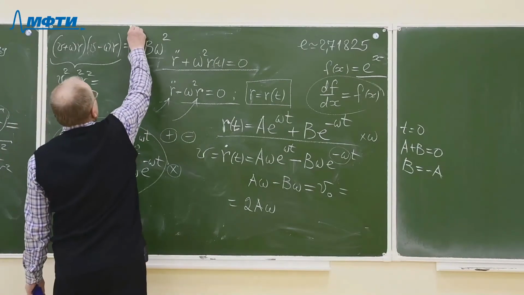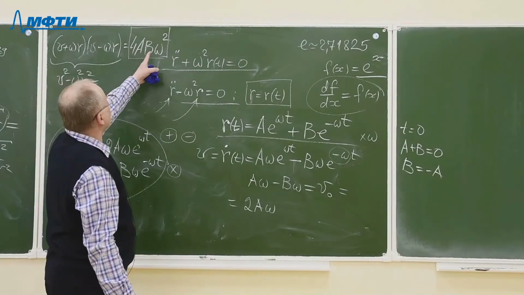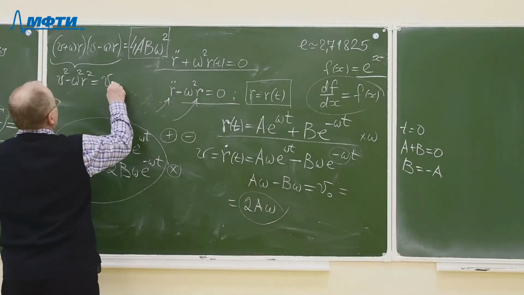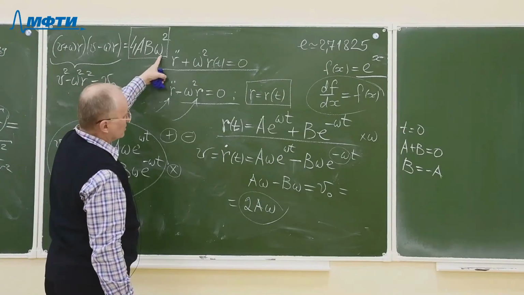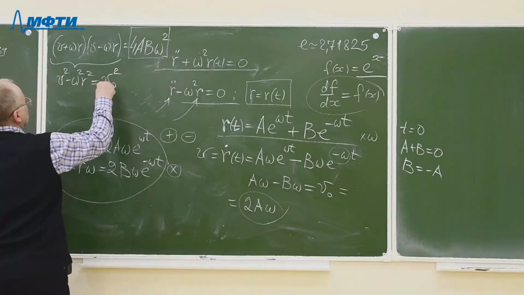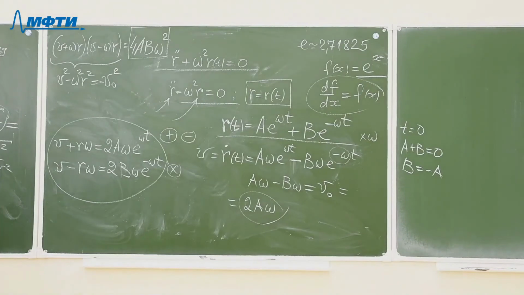So this coefficient may be expressed as 2a omega, which is v0, and another 2b omega, which is also minus 2a omega, which will be again v0. So we will have v0 with sign minus here. Is that correct? Something seems to be not quite so.